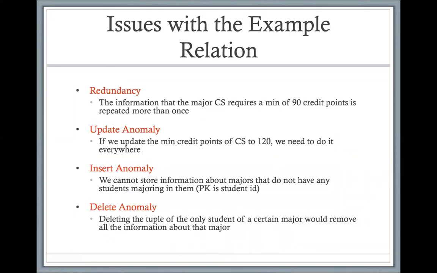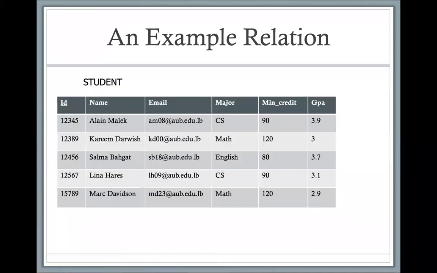A delete anomaly, basically deleting. Let's assume that you have only one student in the major English, because it's not a very popular major, let's say. Then if this student graduates and you want to delete her record, then you would end up losing the information about the English major, basically that it requires 80 credits. So that's a delete anomaly.